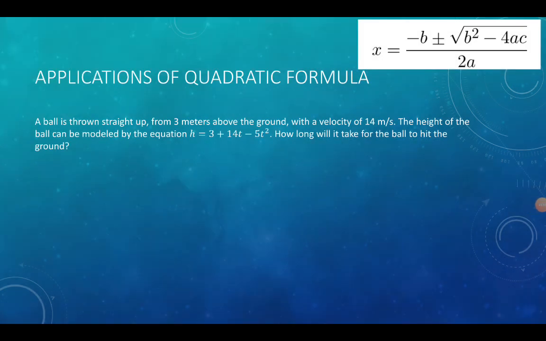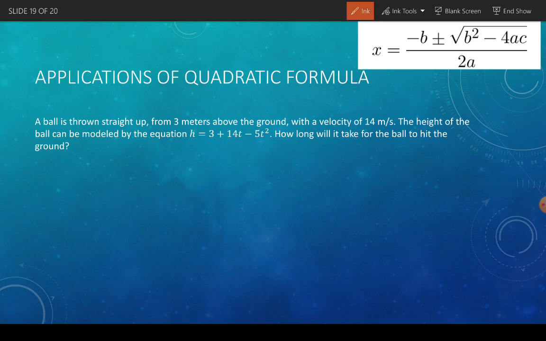And this is the applications of quadratic formula. So a ball is thrown straight up from 3 meters above the ground with a velocity of 14 meters per second. The height of the ball can be modeled by the equation h equals 3 plus 14t minus 5t squared. How long will it take for the ball to hit the ground? First things first is we need to write this in standard form. So that'll be negative 5t squared plus 14t plus 3 equals 0.